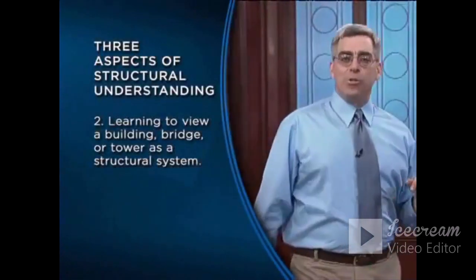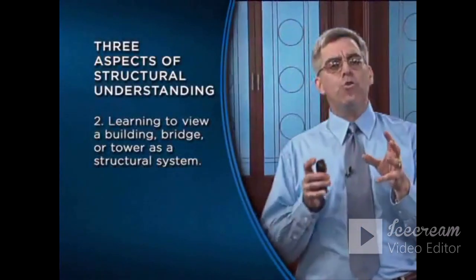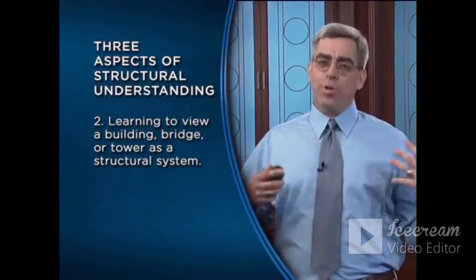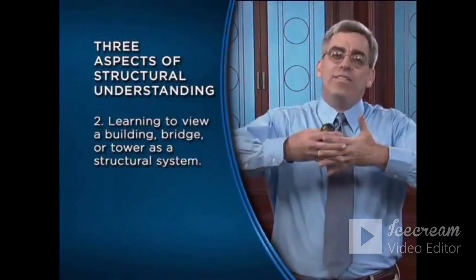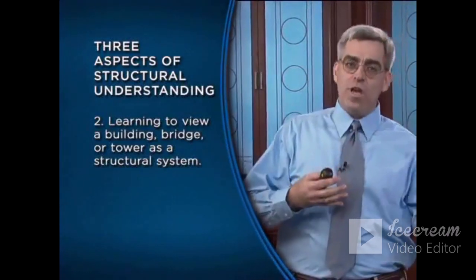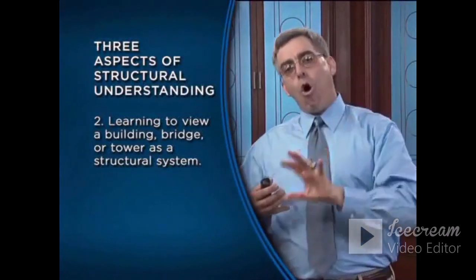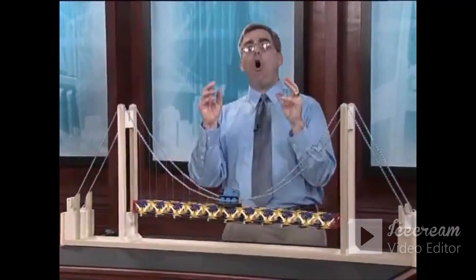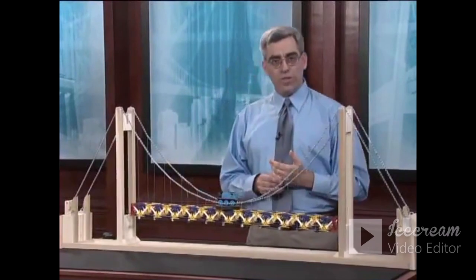Okay, the second key aspect of structural understanding is learning to view a building, bridge, or tower as a structural system, an assembly of structural elements interconnected in a way that transmits load safely from element to element all the way down to the ground. We'll be spending lecture 9 focusing on this concept of a structural system, but for now I'd like to just illustrate the basic concept once again by returning to our Brooklyn Bridge model, which happens to be a structural system that incorporates all 6 of the basic structural element types.